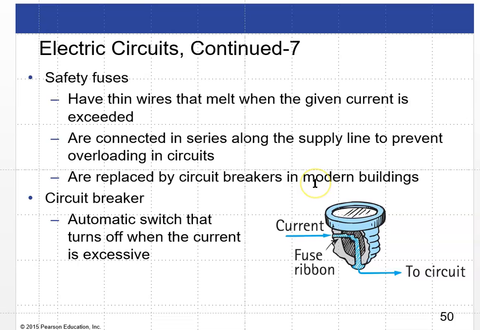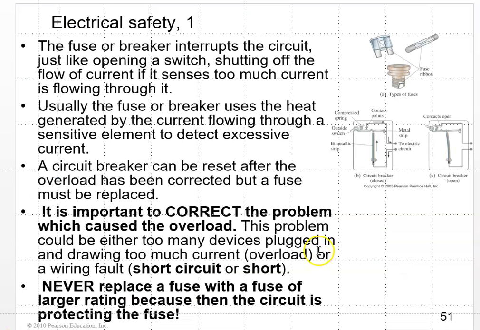Circuit breakers have a little switch that you can push in and the breaker will reconnect. Circuit breakers are automatic switches that turn off when the current is excessive. Now, the fuse or breaker both work pretty much the same way. They interrupt the circuit, just like opening a switch. That shuts off the flow of current if it senses too much current flowing through it. Usually, the fuse or breaker uses the heat generated by the current flowing through a sensitive element to detect excessive current. And the circuit breaker can be reset after the overload has been corrected, but the fuse has to be replaced. It is always important to correct the problem which caused the overload.